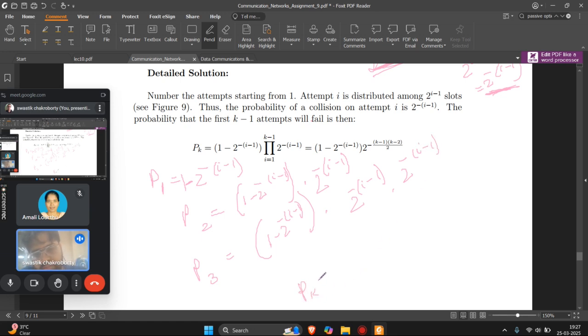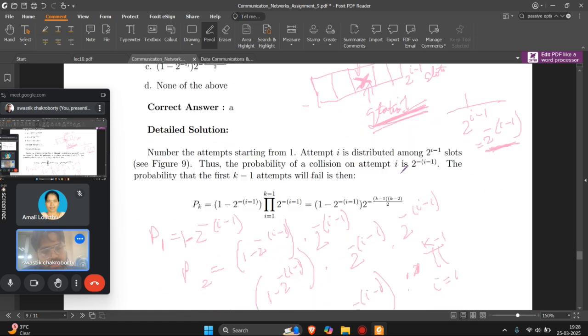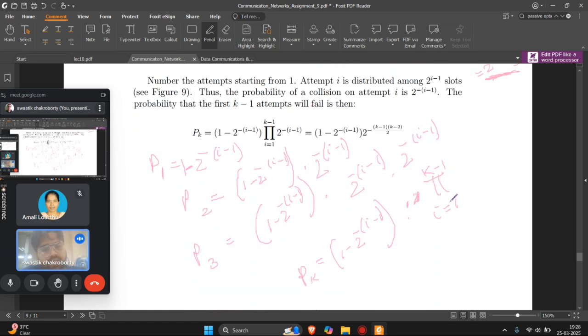Like that, for pk you will have 1 minus 2 to the power minus (i minus 1), into the product of 2 to the power minus (i minus 1), for i equal to 1 to k minus 1. So it succeeds in the kth round, so contention ends in the kth round. Up to the k minus 1th round, you will have the same slot selection for both.